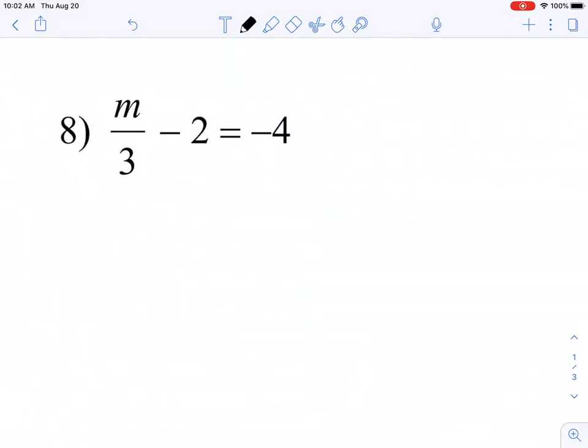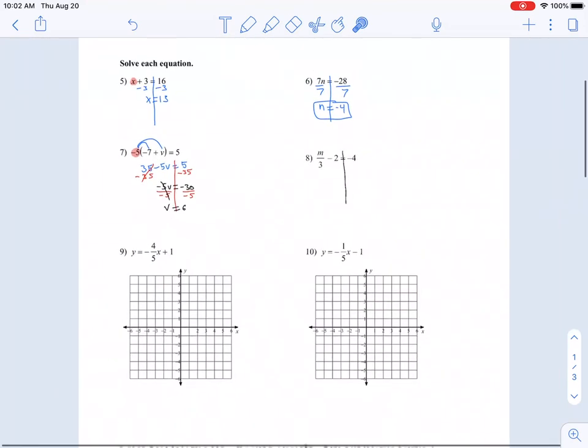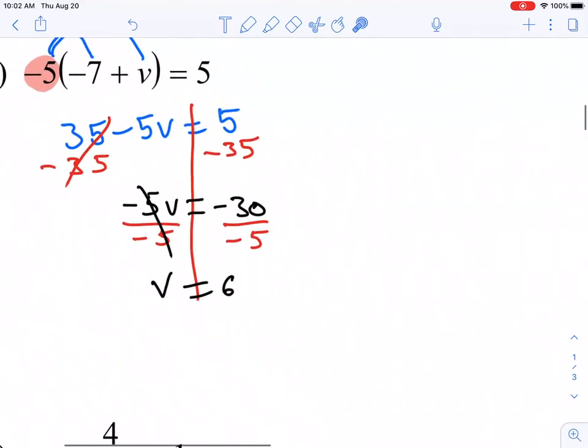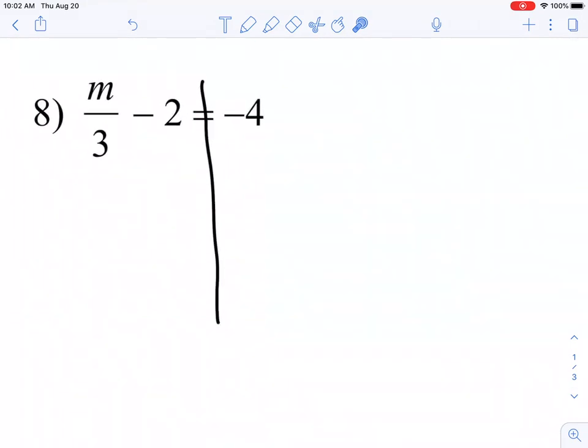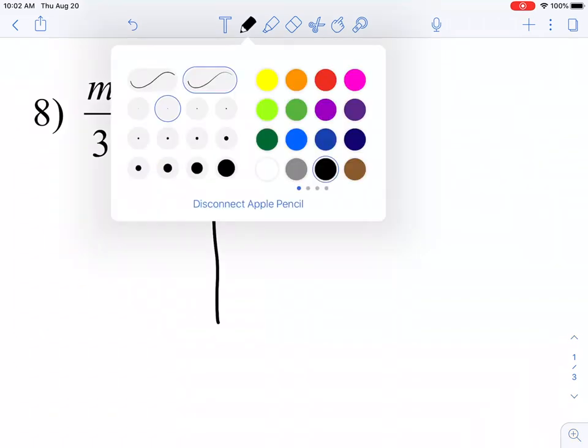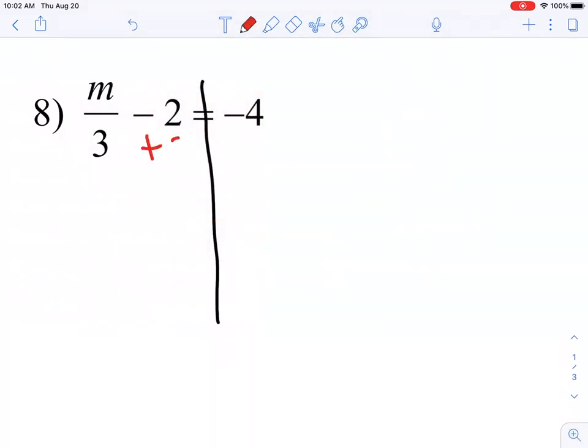Okay, number 8, also a two-step equation. Even though there's some dividing going on here, m is being divided by 3. We will take care of that the same way we took care of 5 being multiplied by v. So we're going to move the 2 first by adding it to both sides. That's how we get rid of it.